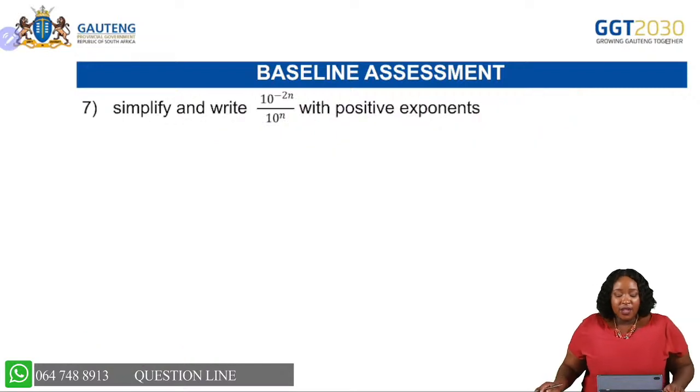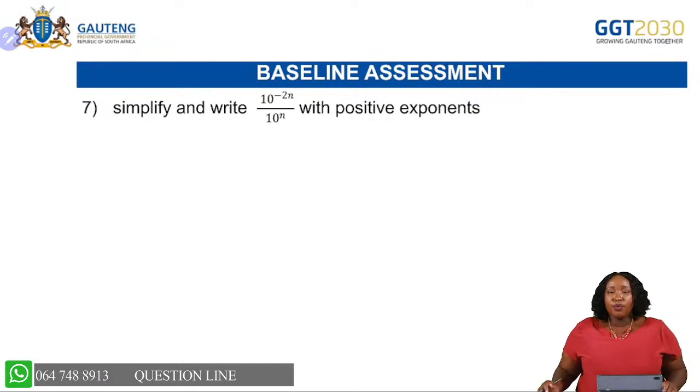All right. Now for this question, it says simplify and write 10 to the negative 2n divided by 10 to the n with positive exponents. For this question, I am just going to give you 2 minutes and then we'll do the solution.